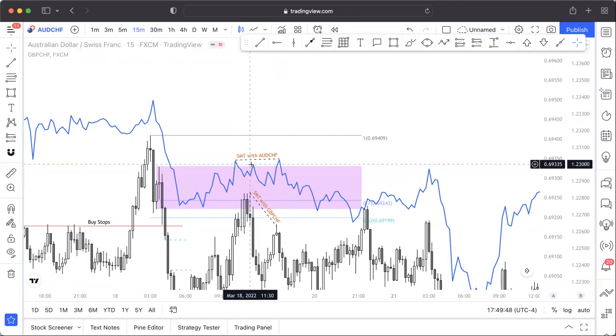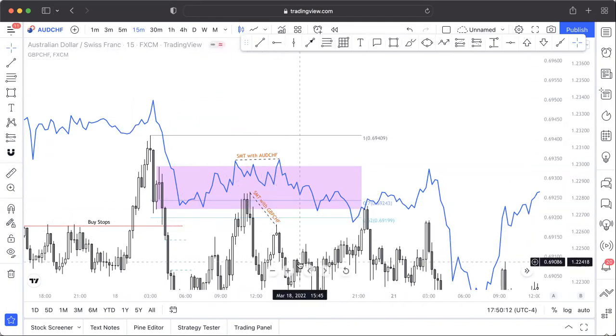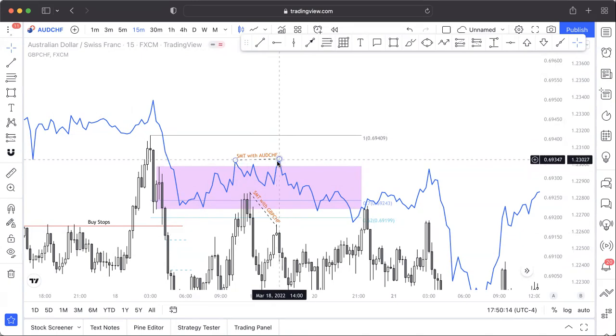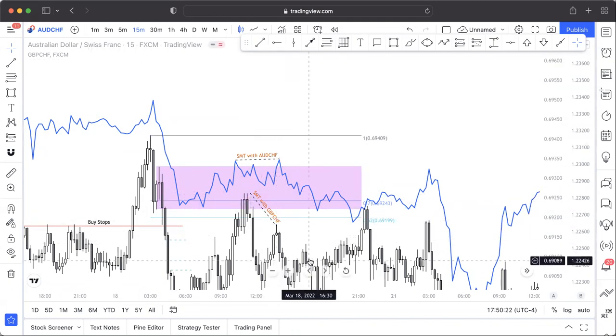So what that means for you is that the algorithm that moves the price wants to see lower prices because of the correlation they have, so the divergence they create. This would be a clear sign for you that the algorithm wants to push Australian dollar Swiss franc lower, even though this one still created a higher price. So Australian dollar CHF wants to find lower prices.